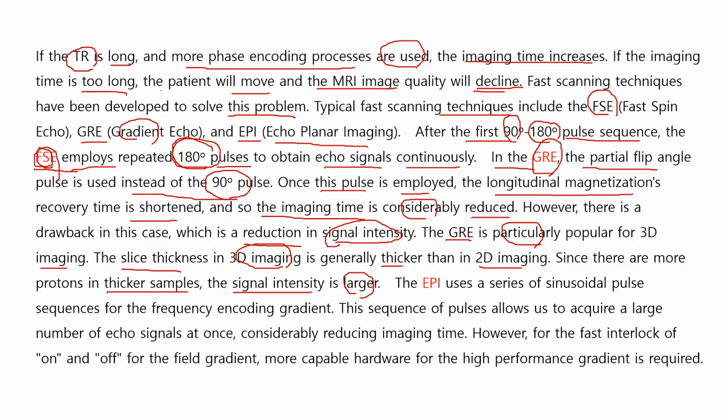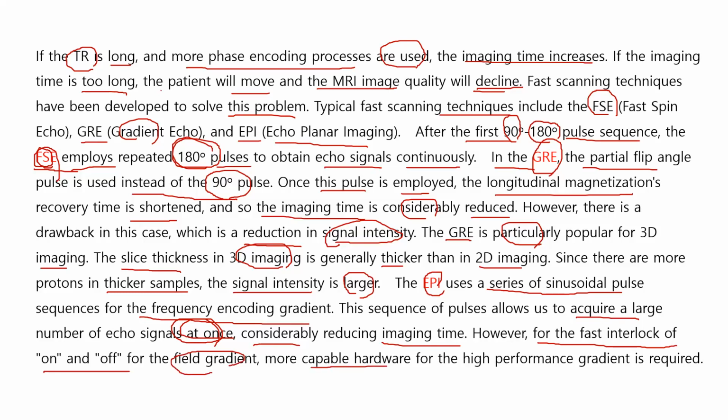The EPI uses a series of sinusoidal pulse sequences for the phase encoding gradient. This sequence of pulses allows us to acquire a large number of echo signals at once, considerably reducing imaging time. However, because of the faster on and off switching of the field gradient, more capable hardware for a high performance gradient is required.